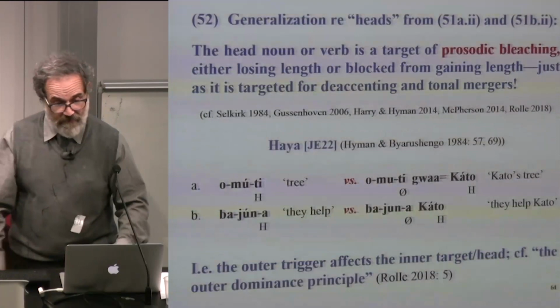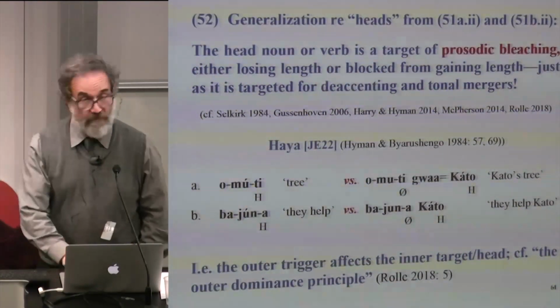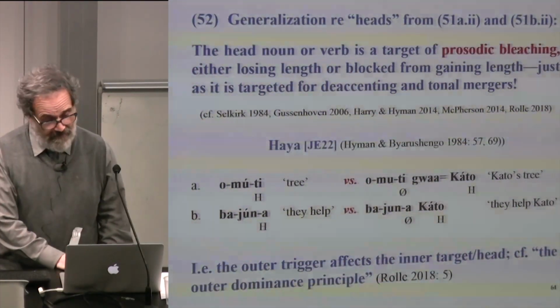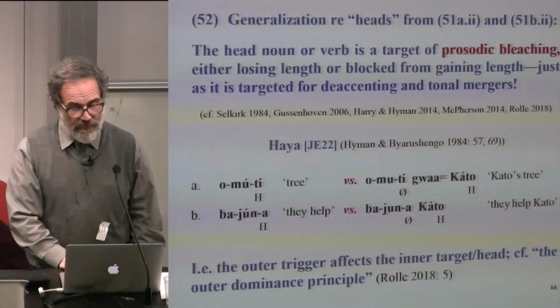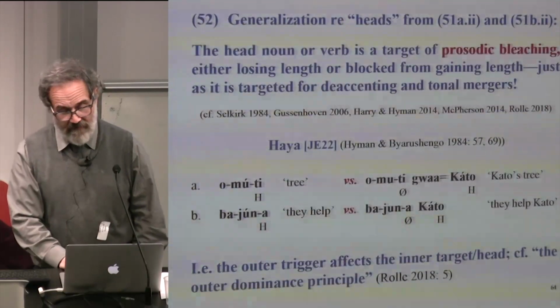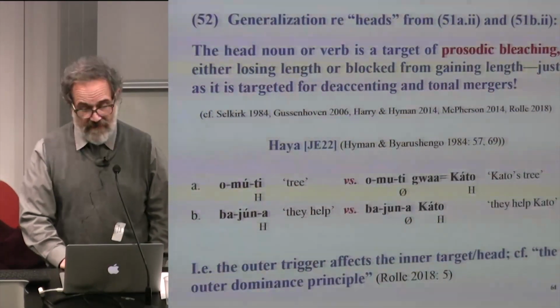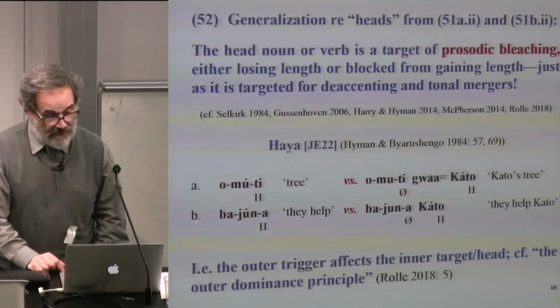Now, generalization, this ties in with the generalization concerning heads, and that is the head noun or verb is a target of prosodic bleaching. That is either losing length or blocked from gaining length, just as it is targeted for de-accenting and tonal mergers in other languages.